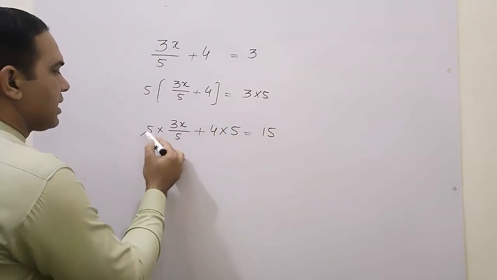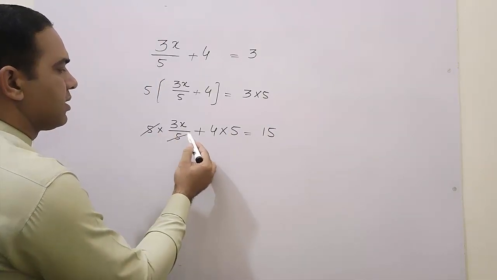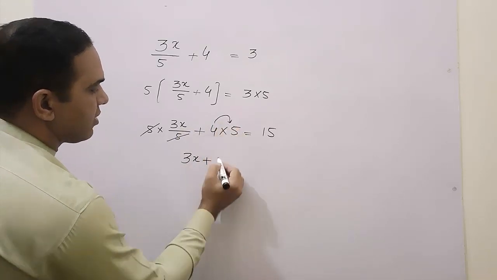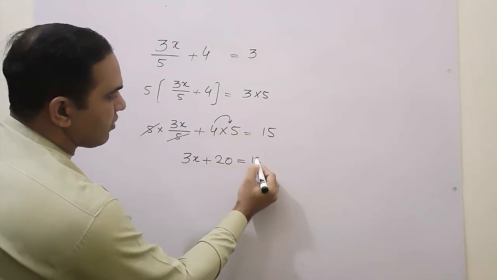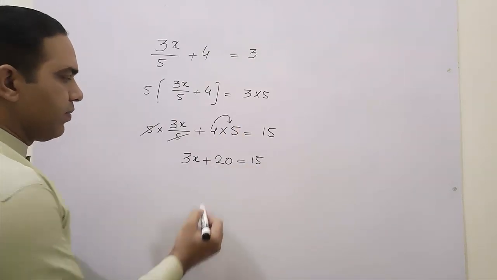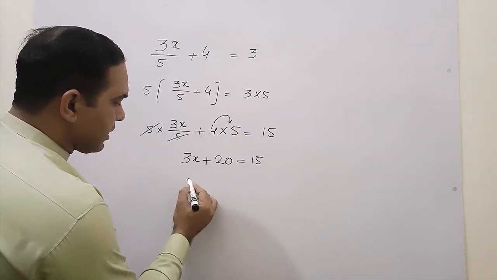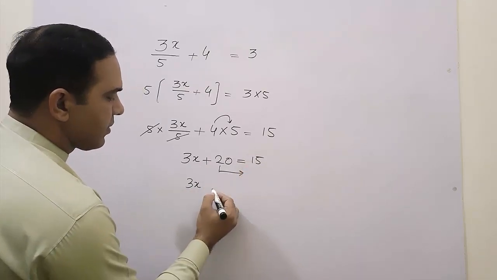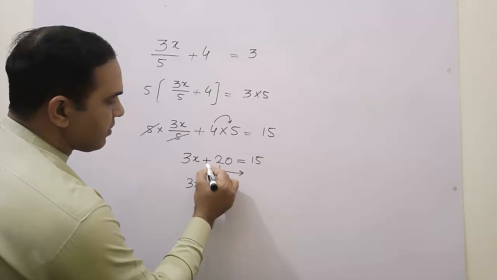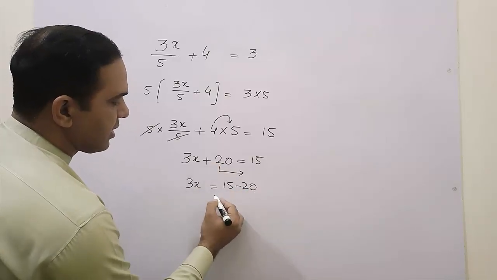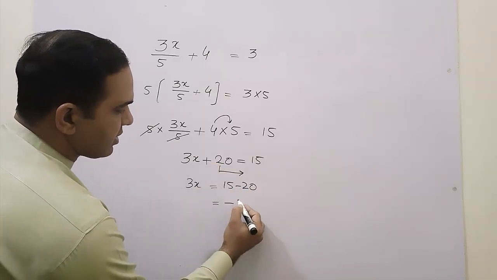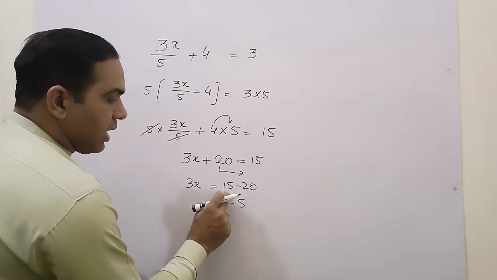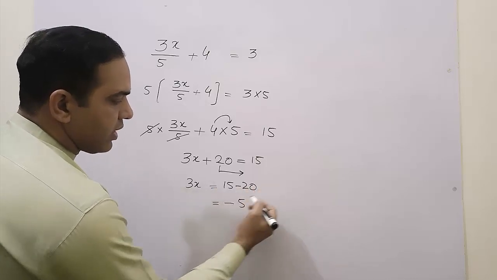Clear? Now cut this number, cut this number. Clear? 3x plus 4 5s are 20 is equal to 15. Clear? Now 3x, shift this value to the other hand side. 15, this is plus and it will be minus, and its answer is minus 5. When minus 20 and plus 15 are solved, the answer is minus 5.